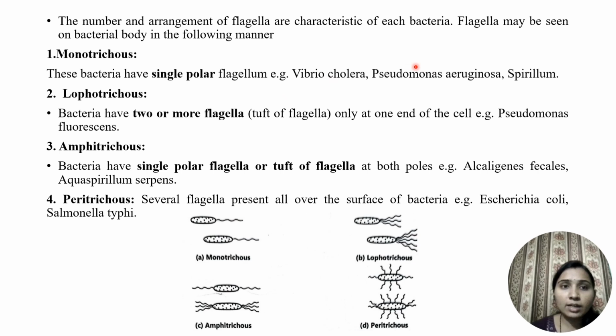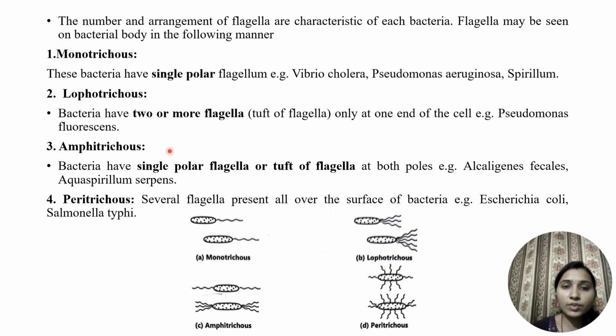These flagella may be seen on the bacterial body in the following manner. First is the monotrichous. Monotrichous means, you can see in this diagram, one bacterial cell contains only one flagellum. Then second is the lophotrichous. Lophotrichous means, you can see this is the bacterial structure, and there are two or more than two flagella, which is called lophotrichous.